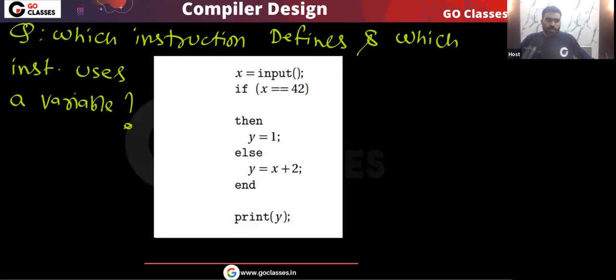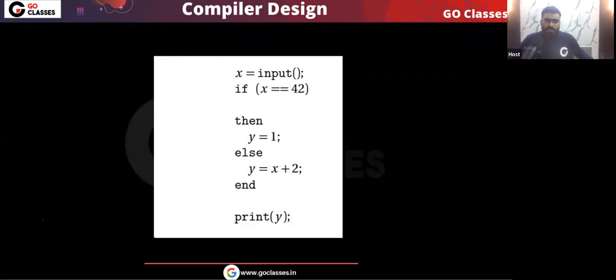Please tell me. Did you understand? I'm asking which instruction is defining and which instruction is using. For example, here you are assigning. So here you are defining x. In this instruction, you are putting some value in x, taking some input. Remember, some input you are putting in x. So here you are basically assigning x.